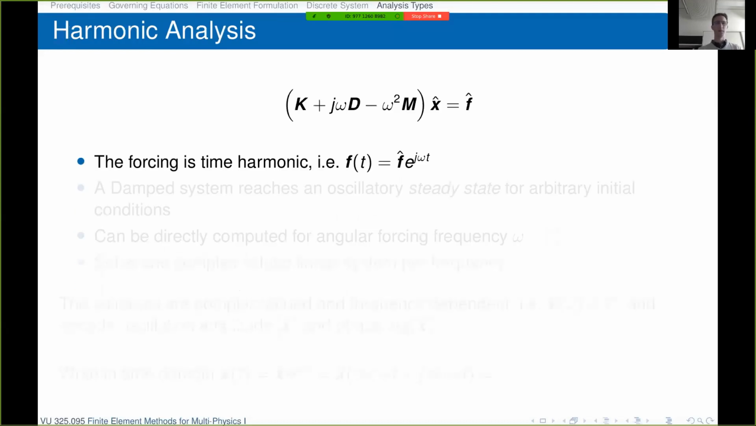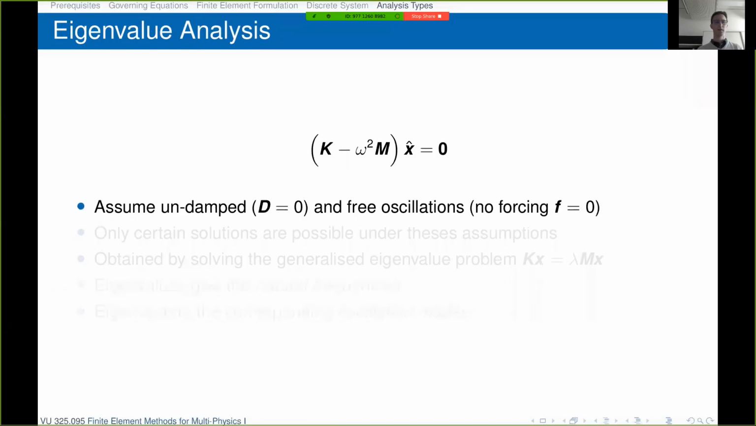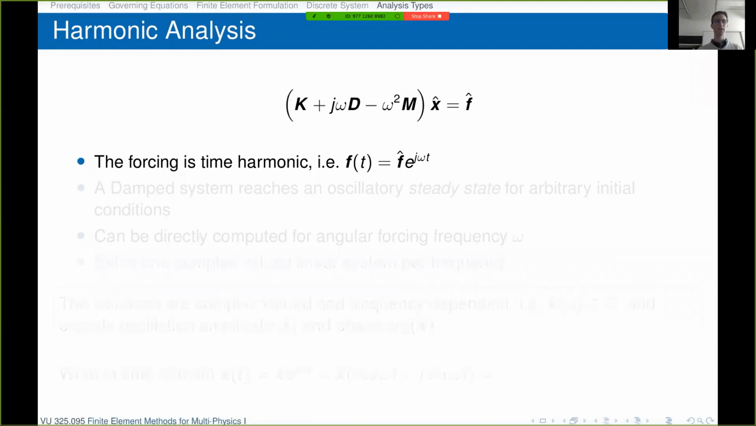The harmonic analysis. Let's look at this next, is solving the equation system given here. So how is this equation system obtained? The steps for the derivation are now given here.